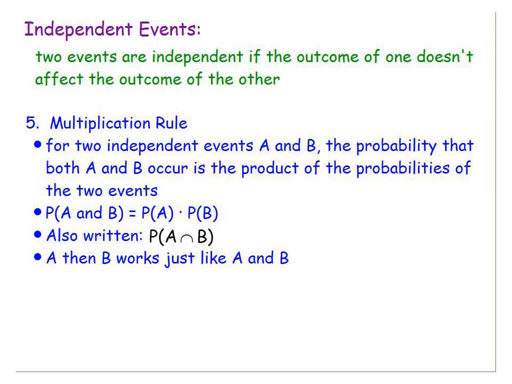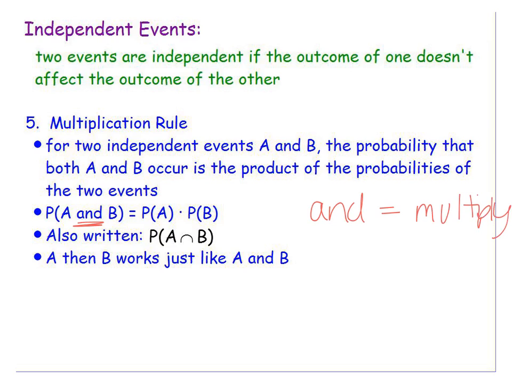This leads us to our multiplication rule. The multiplication rule requires two independent events, A and B, and it says the probability that both A and B occur is the product of the probabilities of the two events. So, the probability of A and B is now multiplication. So, and will mean multiply.